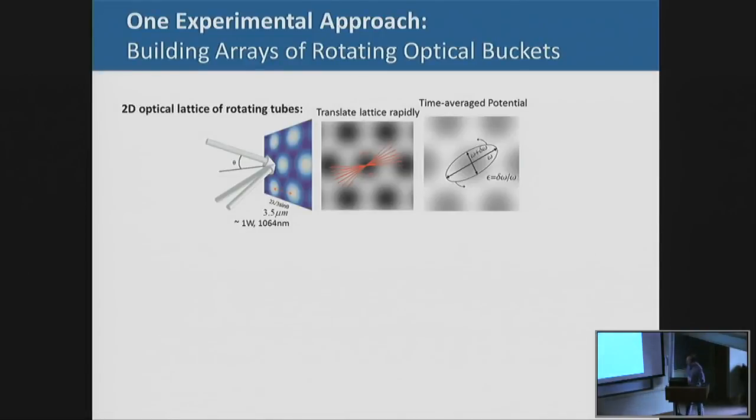Okay, so what is our scheme here? The basic idea is to take a superfluid gas and load it into an optical lattice. But we're going to make an optical lattice, which is, in a certain sense, an array of rotating optical buckets. So the way that we do that is we take 3 laser beams here.